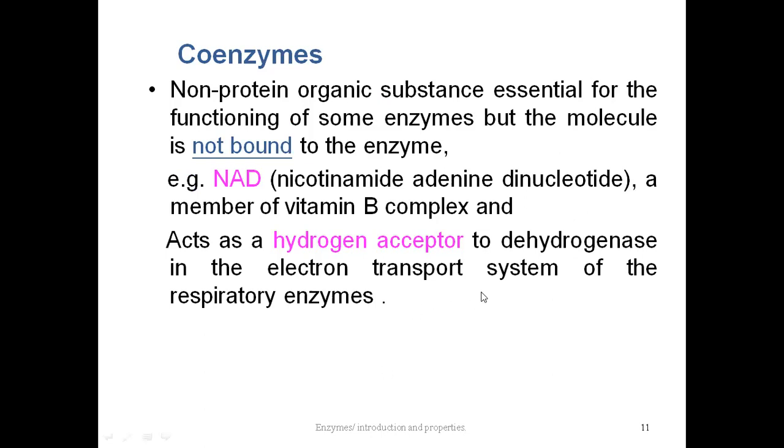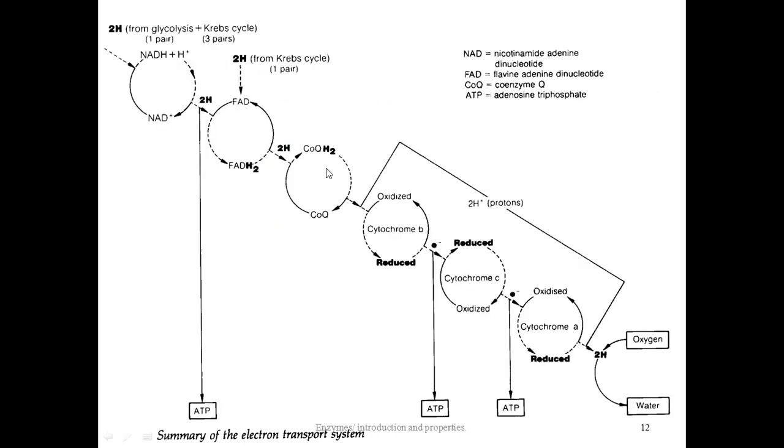We have some other coenzymes also, like ATP and FAD. This is the electron transport chain, following glycolysis and the Krebs cycle, happening in the mitochondrion. These are the coenzymes: NAD, flavin adenine dinucleotide, nicotinamide adenine dinucleotide, adenosine triphosphate. These are all going to act as coenzymes. They will be loosely attached and then they will leave the product.